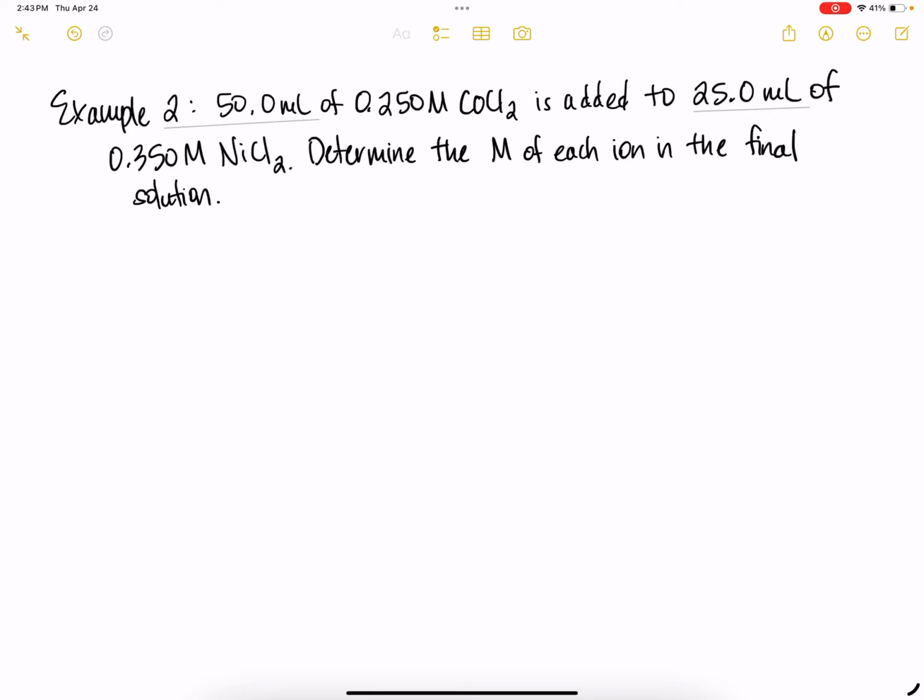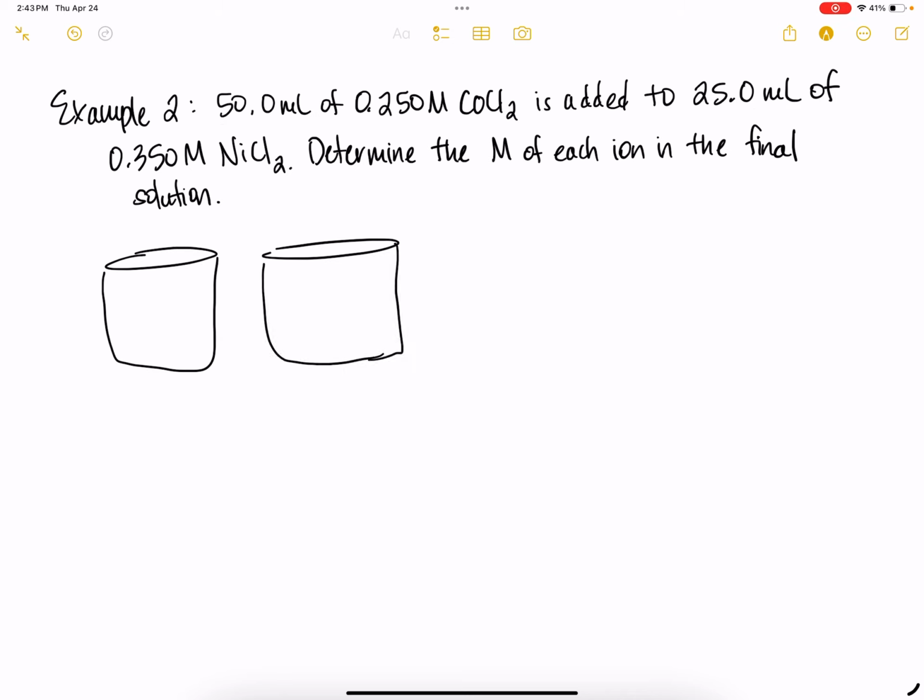All right, this is the second part of the additive solution video. And so this is a similar situation where we're again adding solutions together, but the question here is a little bit different. So first, to draw my picture, I think it's just helpful. In this case, we have a 0.25 molar cobalt chloride solution, and I have 50 mL.